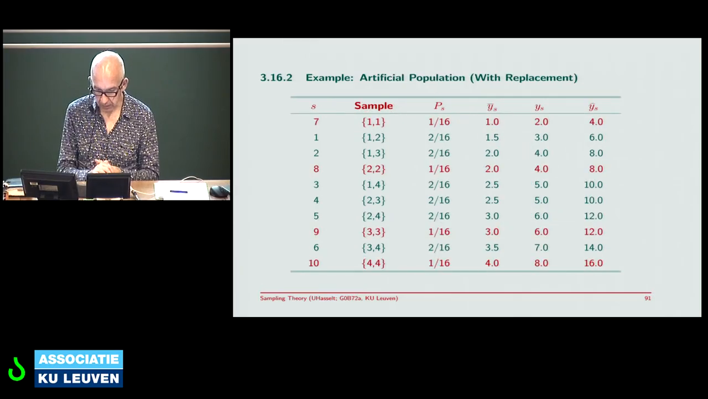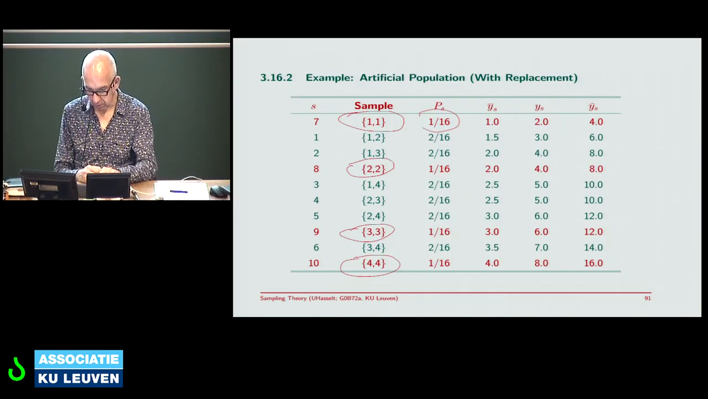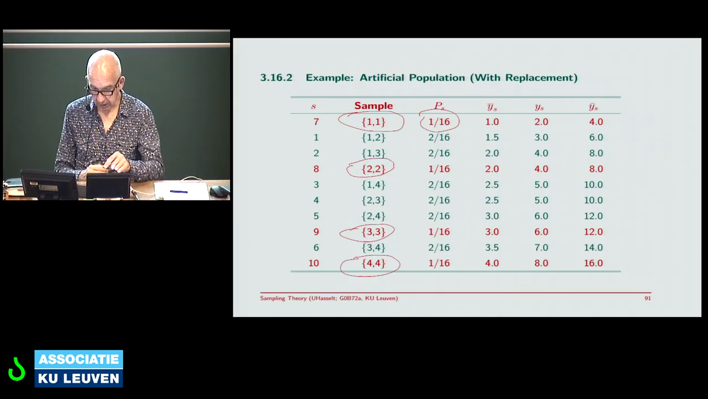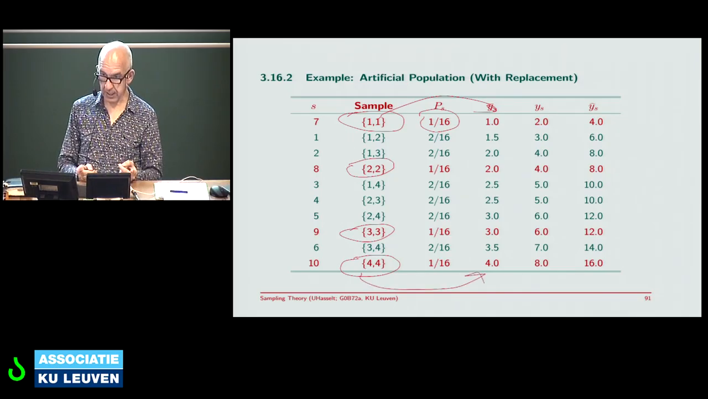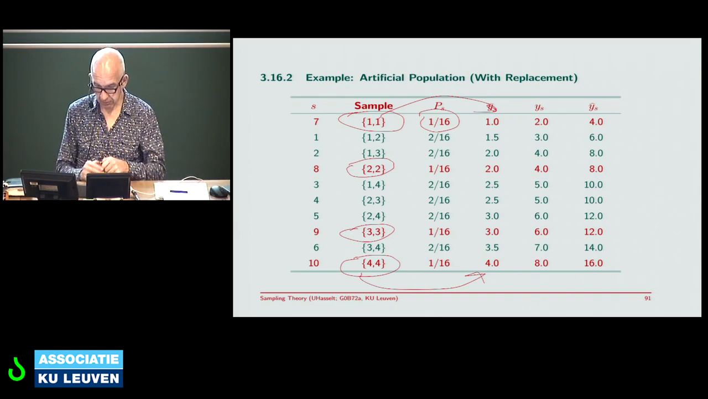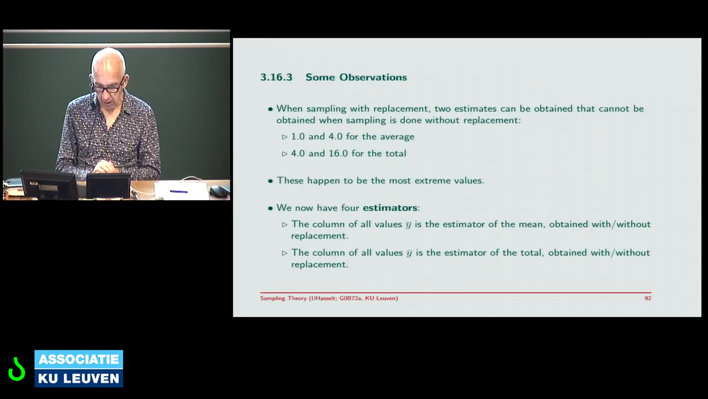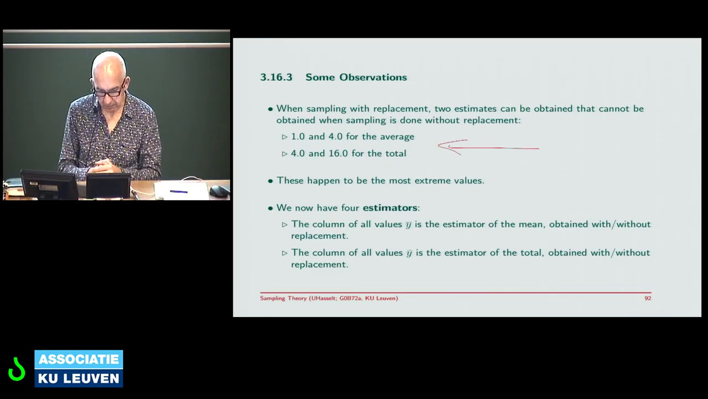If I do the same thing with replacement, I get the same result as before, except that now 1, 1, 2, 2, 3, 3, and 4, 4 are added. So with different probabilities, all right, but I now get also estimates from 1, 1, like on average 1, right? And 4, 4 on average 4. So you see what's happening. Among the 4 added samples in red, homogeneous samples, some of the estimates are more extreme than what they were before. And that's what I'm saying here. They happen to be the most extreme values.